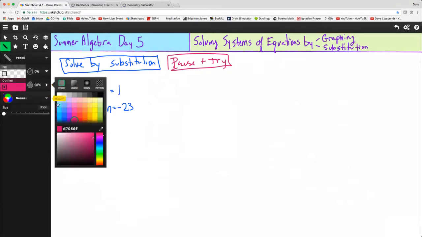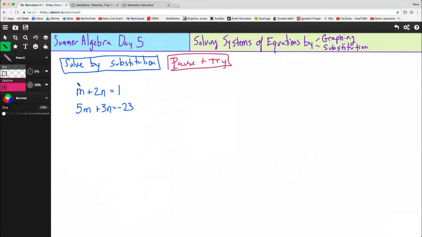Okay. So the only thing we can solve for is this m, because all the other ones have coefficients. So let's solve for this m. That makes it easy. So in step 1, we have m equals negative 2n plus 1. Step number 2, we substitute in this negative 2n plus 1 in the other equation for our m. We have our m in the second equation, we're just going to take it and plug it in like this. So 5 times negative 2n plus 1 plus 3n equals negative 23.